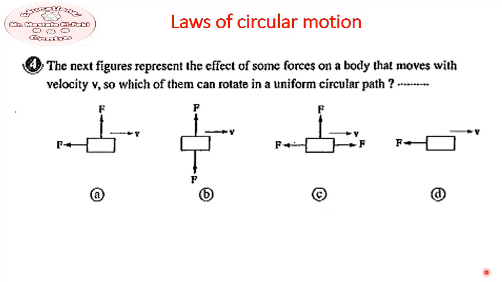The next four figures represent the effect of some forces on a body that moves with velocity v. Which of them can rotate it in a uniform circular path? Let's see. The first, the resultant force is from the middle, not perpendicular to velocity, so the object will not move in a circular path. Second, the two opposite forces cancel each other. Third, the two forces cancel and one force remains perpendicular to the direction of velocity, so the object moves in a uniform circular path.